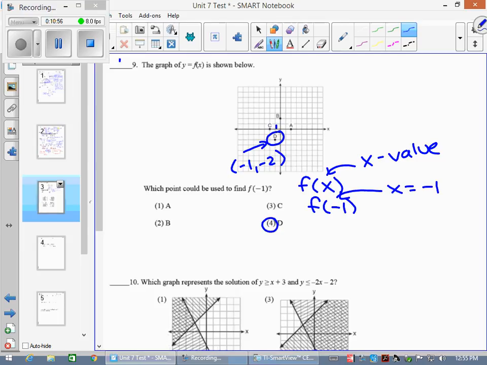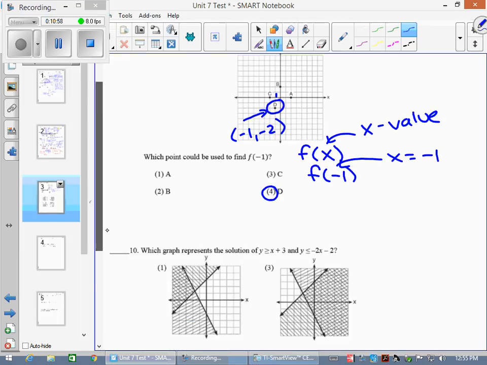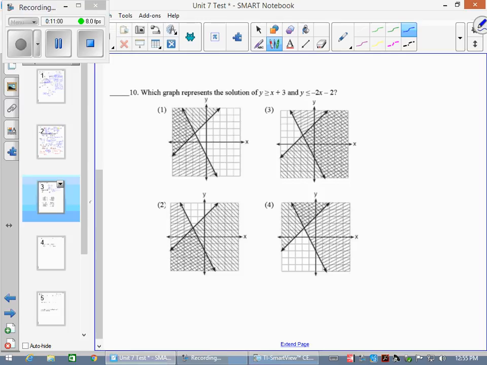Question 10, which graph represents the solution to these inequalities? So first thing I look at is both of these symbols are greater than or equal to, less than or equal to, so they should both be solid lines. That doesn't really help me narrow this one down because all 4 choices have solid lines, but that is a good way to start. This first inequality has a y-intercept of 3 and a slope of 1.